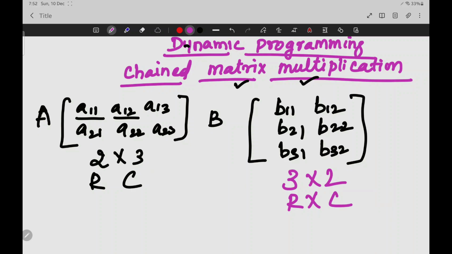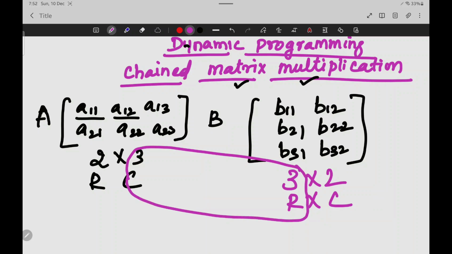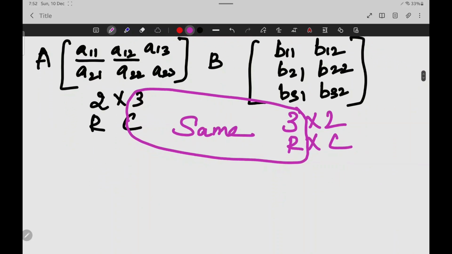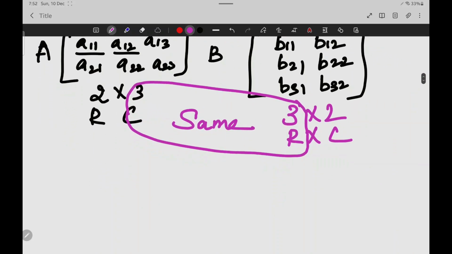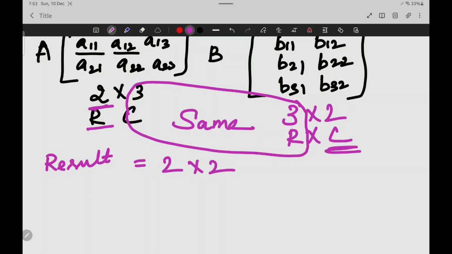There is one rule: the column count of matrix A and the row count of matrix B should be the same. Then only are we able to find the multiplication of both matrices. So this is one rule we know. What will be the resultant matrix? It is 2 cross 2, this row and this column. That kind of row-column combination is what we get as the C matrix.